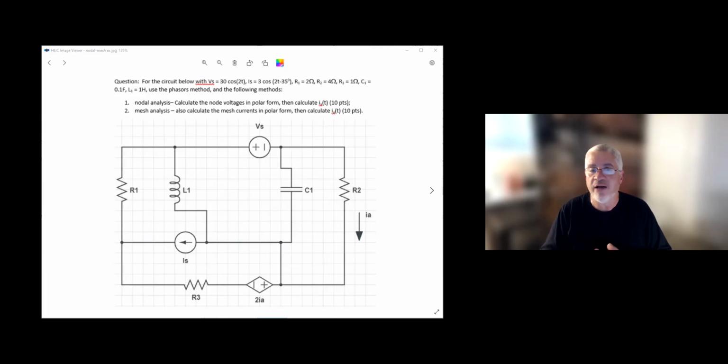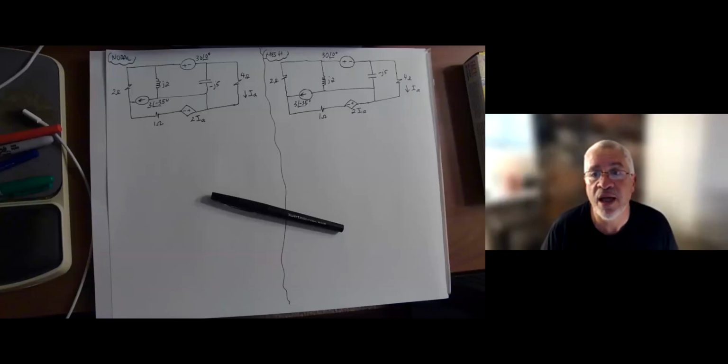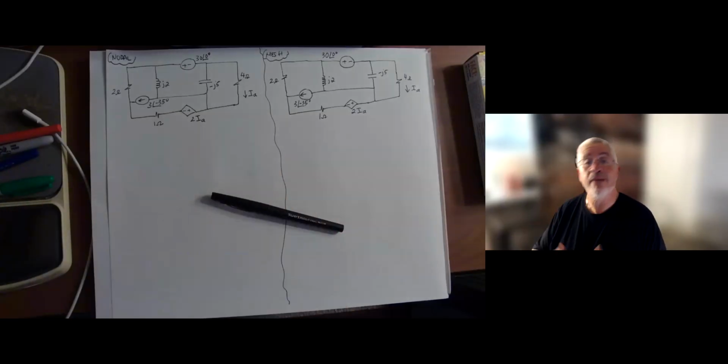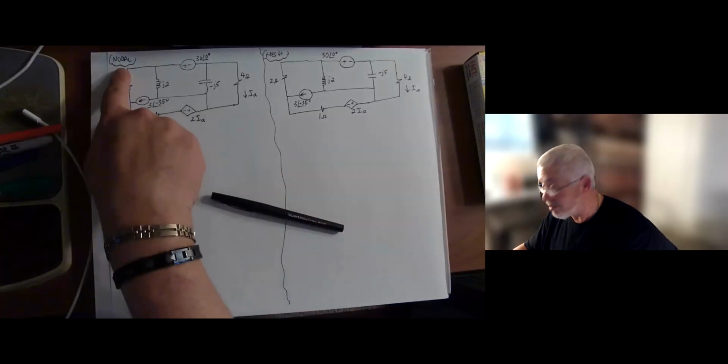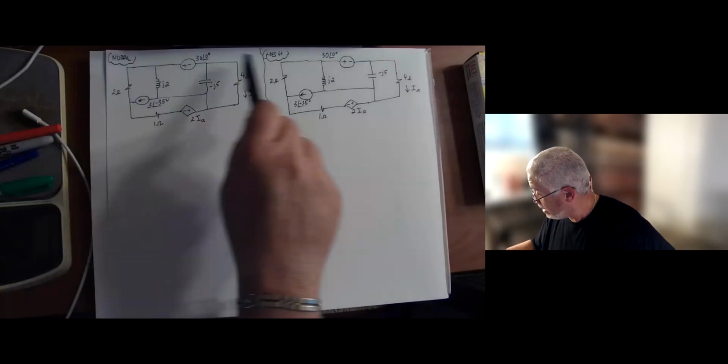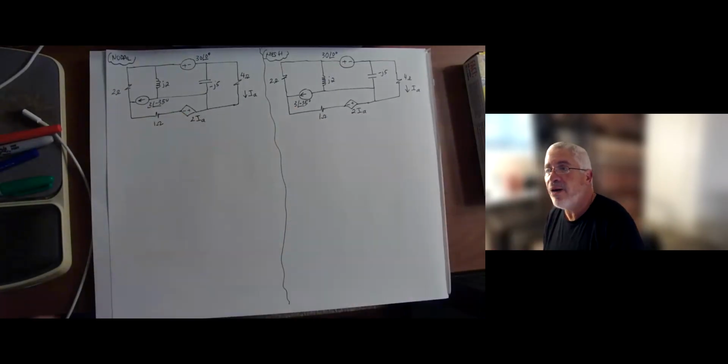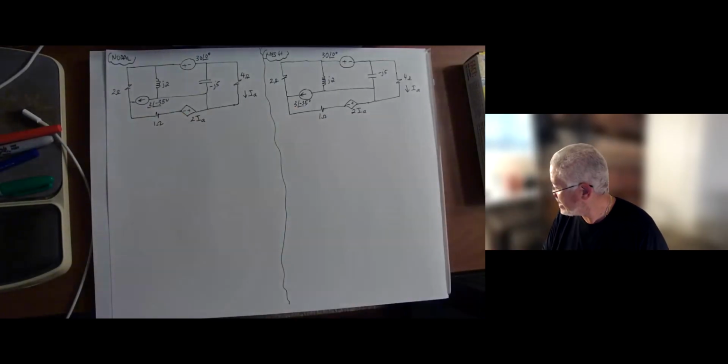And then I'm going to have some more pertinent discussion about nodal and mesh as we solve the problem once we go to the document camera. So let's now go to the document camera. So again, I've basically drawn the same circuit twice because I want to do it using nodal on one side and mesh on the other, and I want you to see how that plays out side by side.